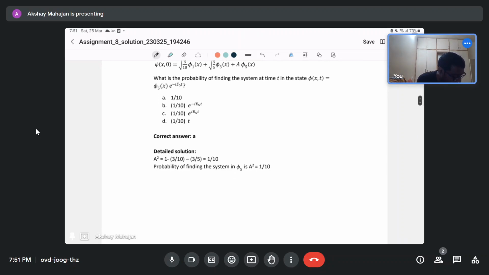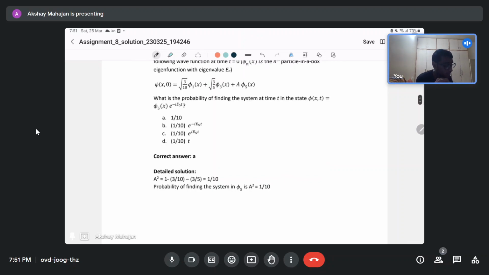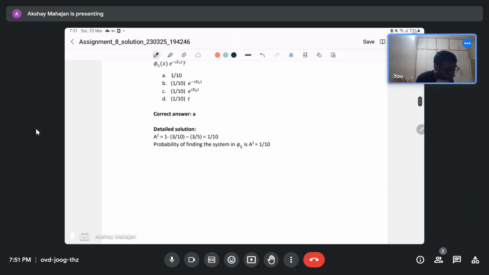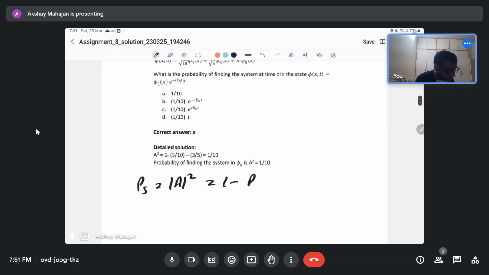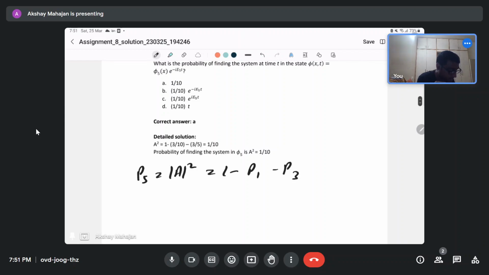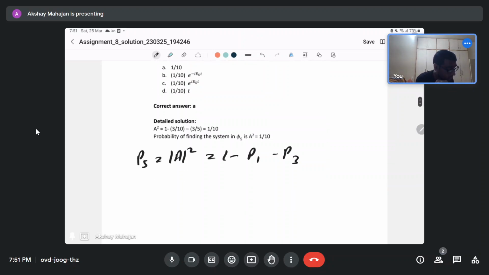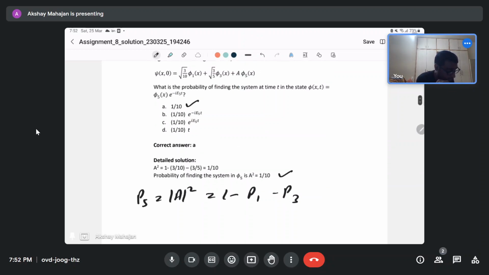So that is given by the coefficient a squared. Now a is not given, so that will be just 1 minus the probabilities of phi 1 and phi 3. So 1 minus 3 by 10 minus 3 by 5 equals 1 by 10, because the probability of phi 5 is mod a squared, which equals 1 minus the probability of phi 1 minus the probability of phi 3. That gives 1 by 10. So the probability of finding the system is 1 by 10, and that is answer E.